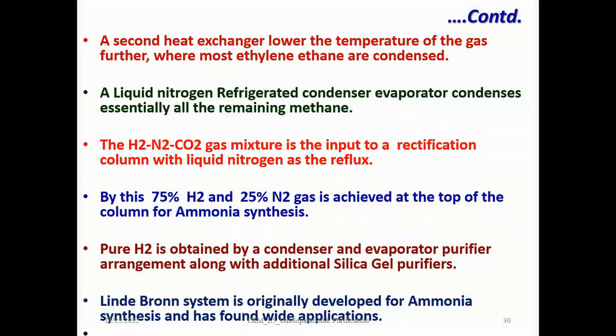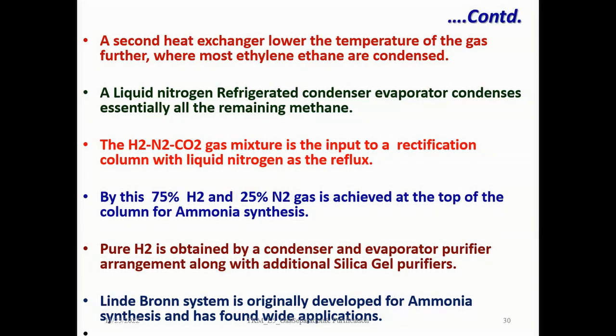The hydrogen, nitrogen, carbon monoxide gas mixture is the input to a rectification column, with liquid nitrogen as the reflux. By this process, 75% hydrogen and 25% nitrogen gas is achieved at the top of the column for ammonia synthesis. For ammonia synthesis, pure hydrogen is obtained again by a condenser evaporator purifier arrangement, along with additional silica gel purifiers. The Linde-Braun system was originally developed for ammonia synthesis and has been further modified as found to have many more applications.